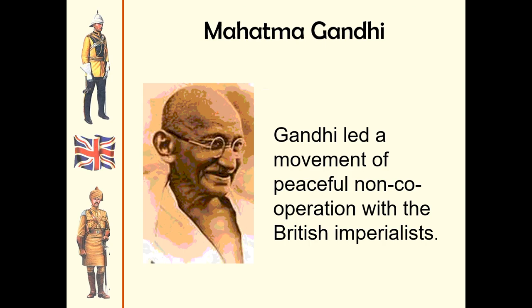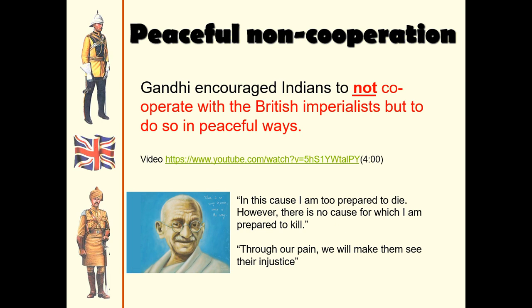British control. Okay, so Gandhi led a movement of peaceful non-cooperation with the British imperialists. So his whole movement was peaceful. He did not want to use violence. However, he also did not want the Indian people to cooperate with the British. He wanted them to intentionally break the rules that the British were creating, right? Like the salt rule and the cotton cloth rule, both of those, he said, we need to break those laws because those laws are immoral. However, we're going to do it in a way that is peaceful, without violence. Okay, so Gandhi encouraged Indians to not cooperate with the British imperialists, but to do so in peaceful ways.